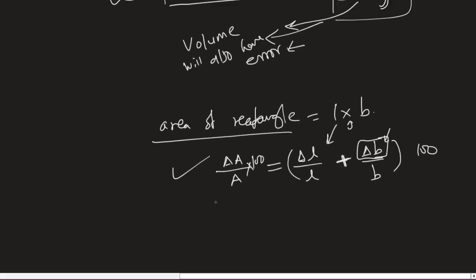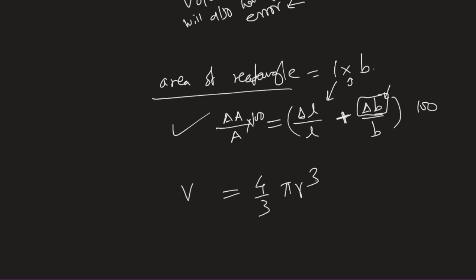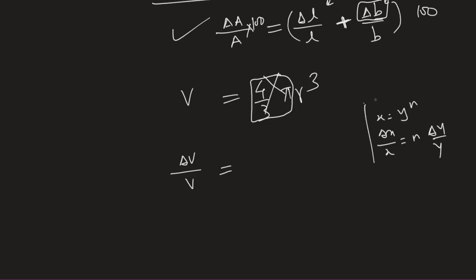Same technique you can apply for the volume of the sphere as well. Say the volume of the sphere is 4 by 3 pi r cubed. If you want to calculate the relative error, remember that whenever you are calculating relative errors, we need to ignore constants. So we have 4 by 3 pi, which is constant, so we ignore this. If you have a formula like x is equal to y raised to n, then delta x by x is equal to n delta y by y. You need to remember this formula.